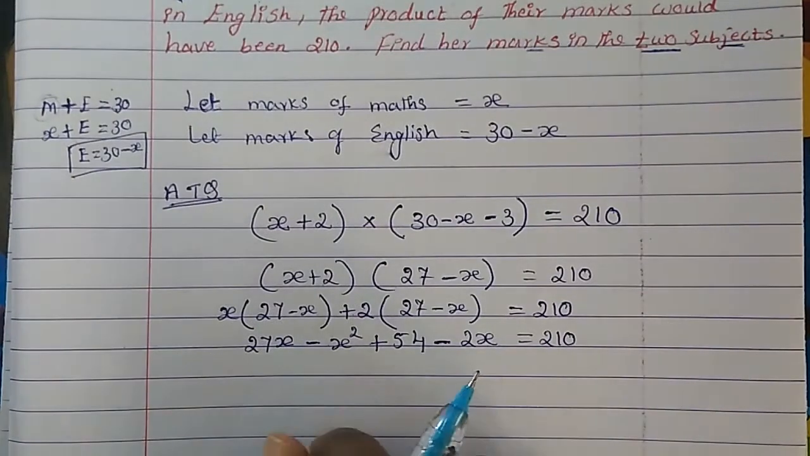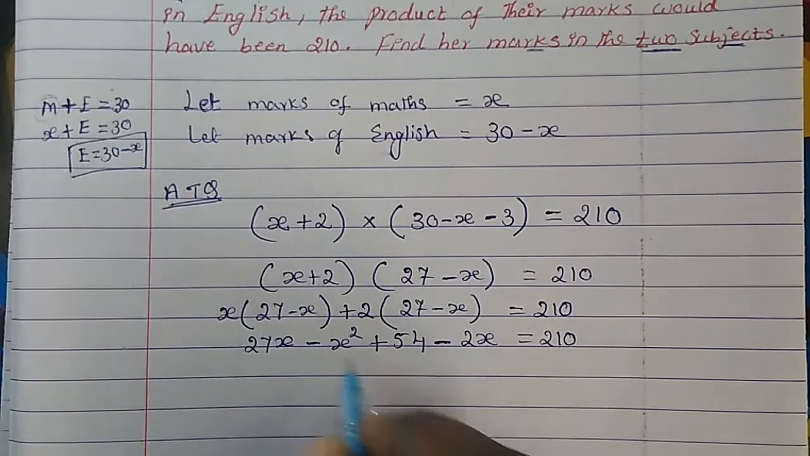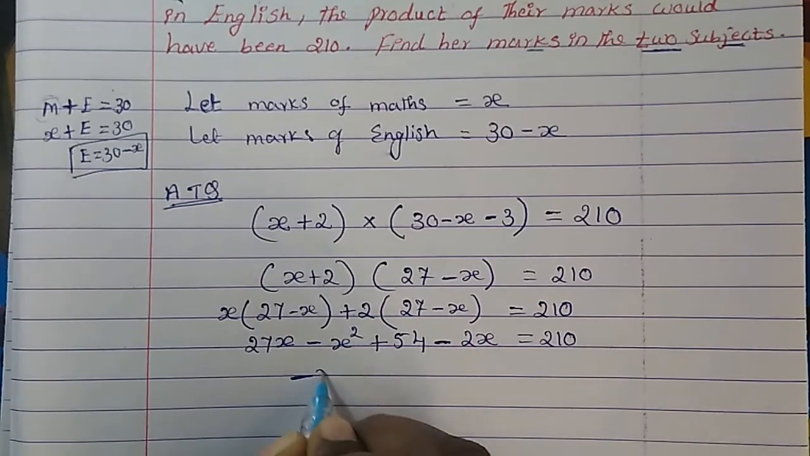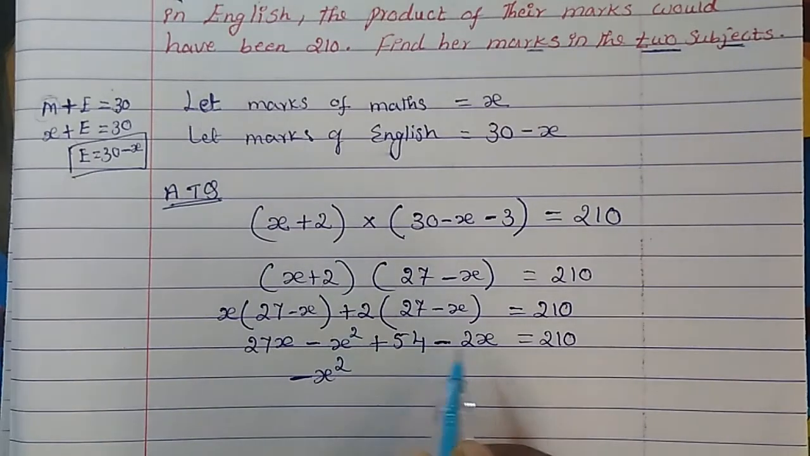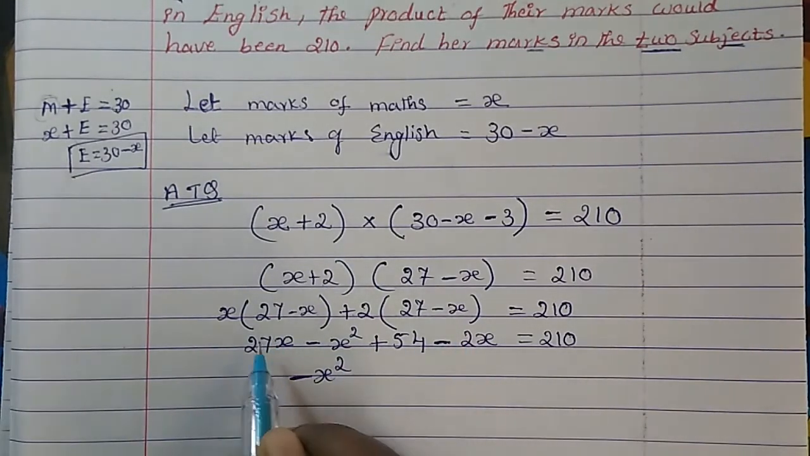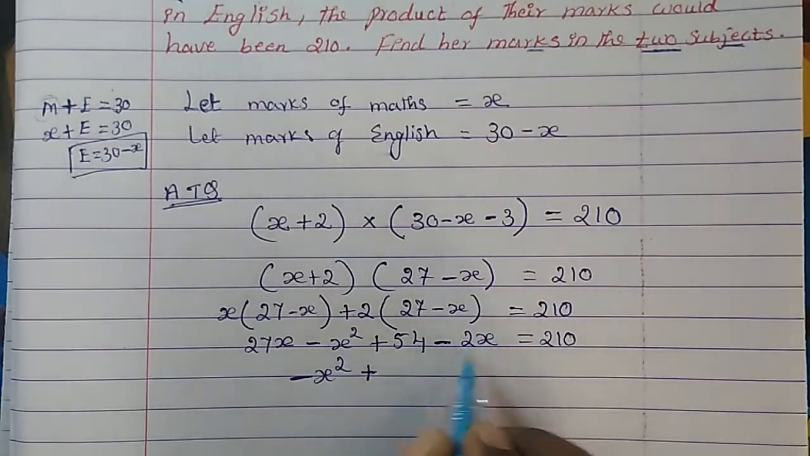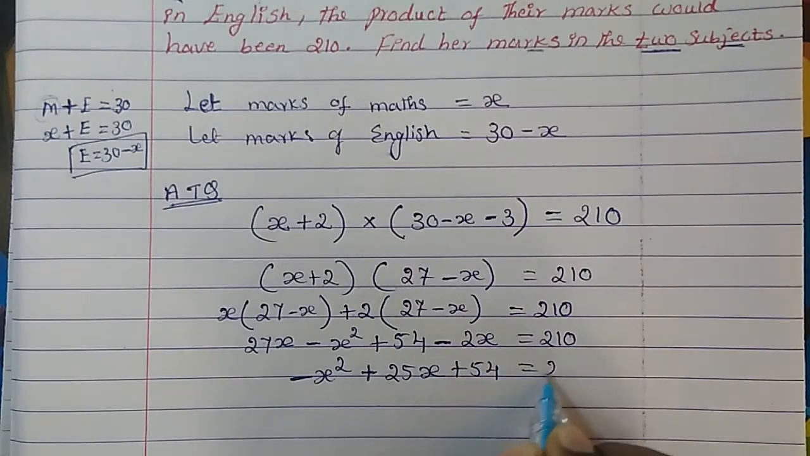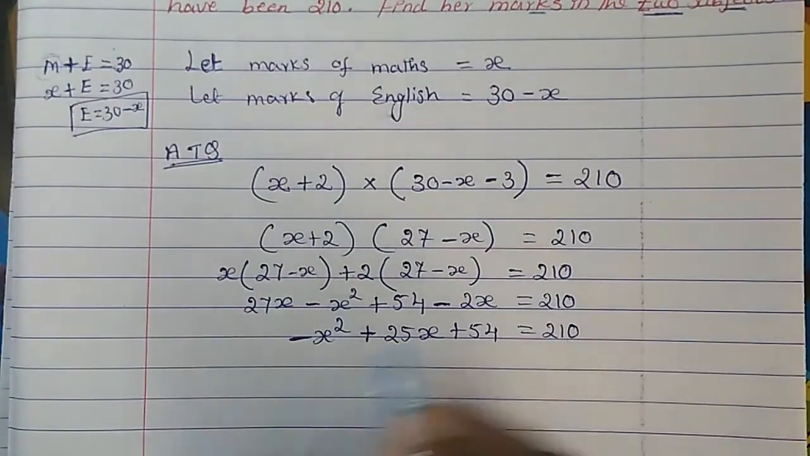Now let us see. We have x squared here, and here we have x. So first let us write x squared first according to the degree, since x squared is the highest. Then let us write 27x and here 2x. This is plus, this is minus, and 27x is the bigger number, so it will be plus sign. From 27x, 2x goes, and we get 25x. Now what is left? Plus 54 is left. Now let's bring this 210 inside.